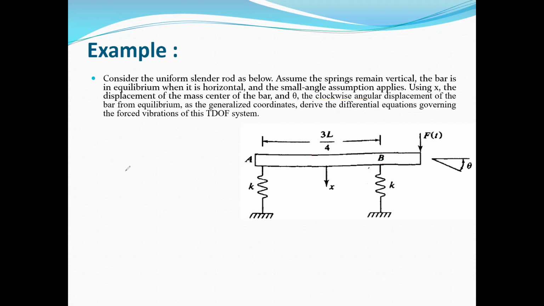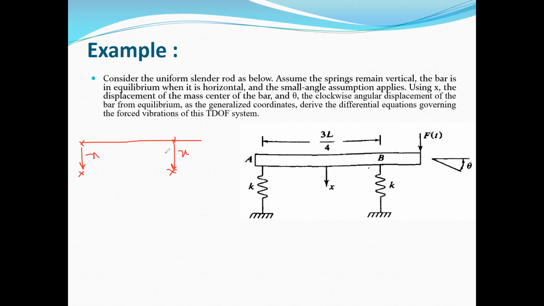For this purpose, you need to use some geometry relations. Assume this is the initial position of your bar. This point is B and this point is A. And for the final position, you can assume that point A will move to this position and point B will move to this position. Okay? And this is called x, the displacement of the mass center.